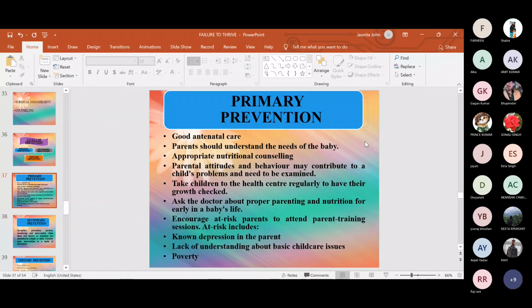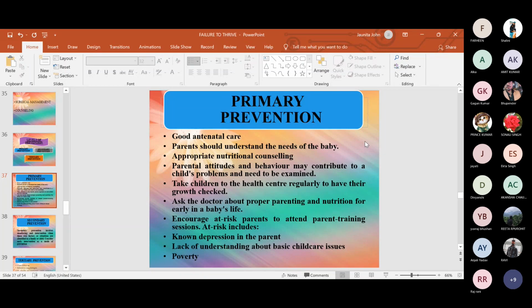Yes ma'am. Okay. In prevention we will see primary, secondary, tertiary, altogether three. First of all, primary prevention. Under that what? Good antenatal care. During the whole duration when the mother is pregnant, certain care is to be given. Then parents should understand the needs of the baby. What is the particular baby's need? For instance, I told you all yesterday what nutrient is to be given to the baby and when it is to be given. Then nutritional counseling is to be given to the parents as well.